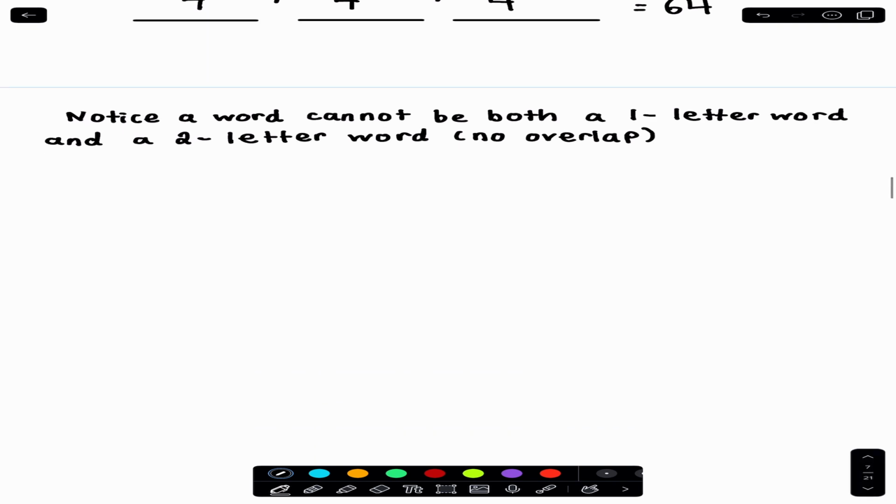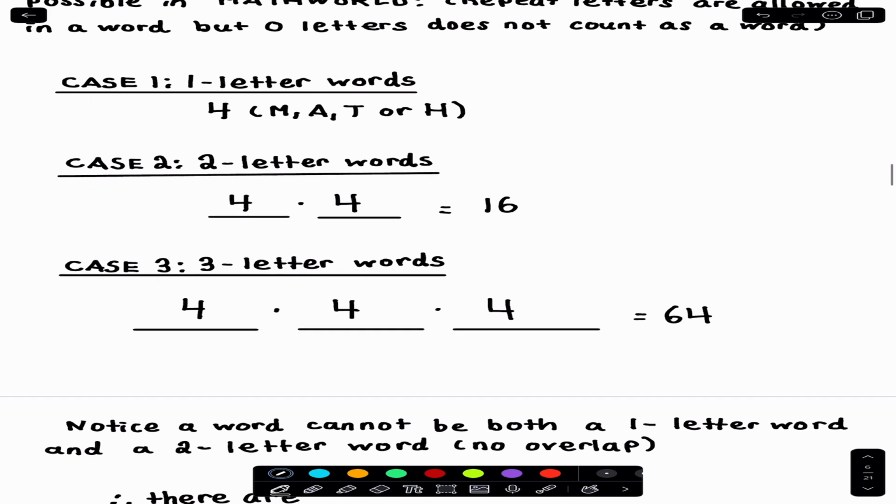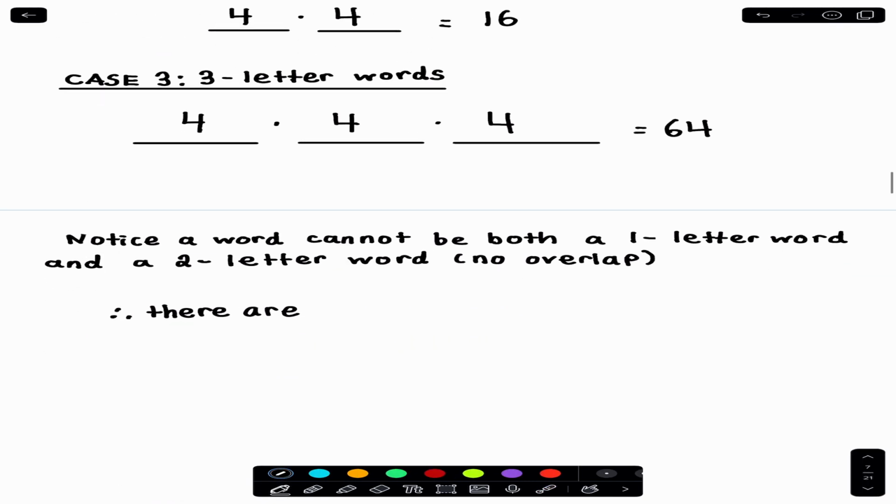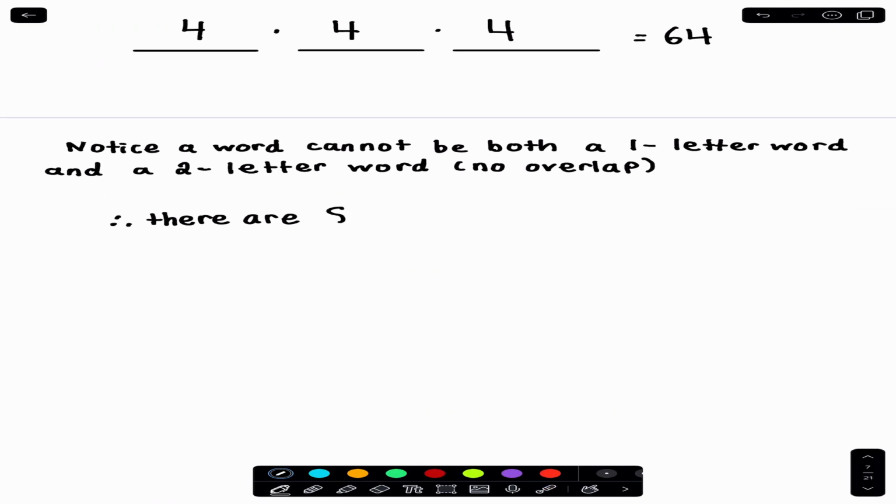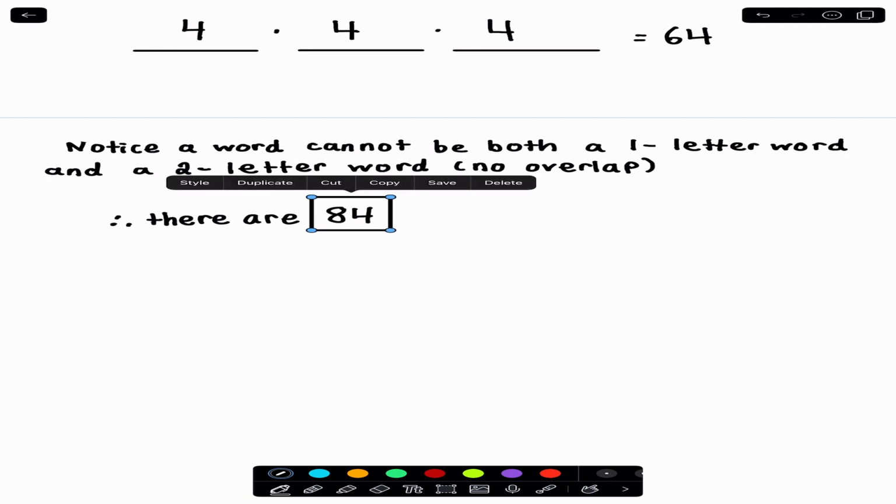This means that overall, our final answer is 4 plus 16 plus 64, which is 84. That was a horrible box. 84 words in Math World.